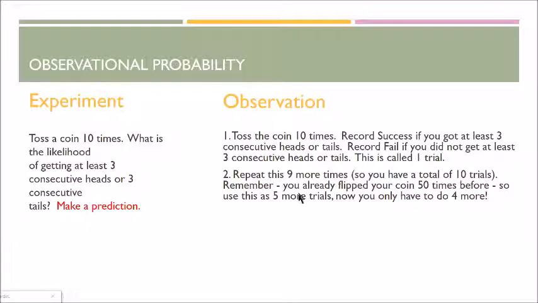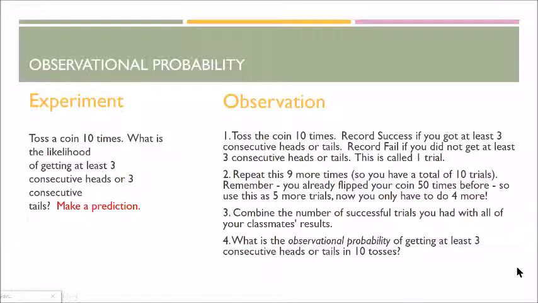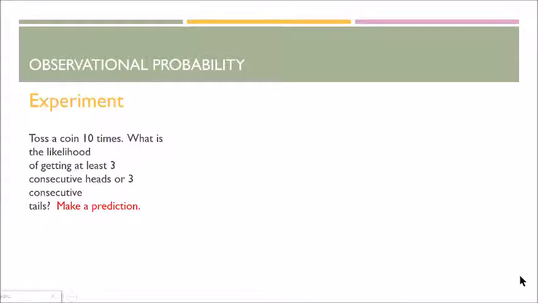If we were in person, if we were in class, I would actually have you do this, okay? And then we're going to combine the number of successful trials you had with all of your classmates' results, and we're going to use all of those results to estimate the probability of getting at least 3 consecutive heads or 3 tails in the 10 tosses. And this is our observational probability. So these are some results from my class from a previous year.